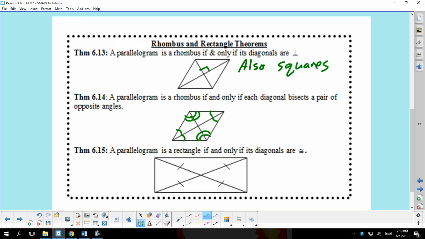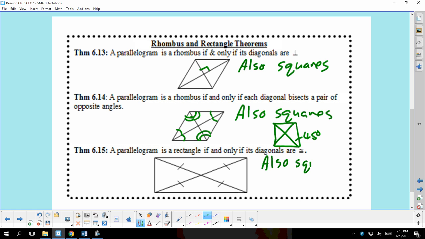Okay, what do we know? Since a square is a rhombus, this also applies to squares. In a square, though, the diagonals make a specific type of angle. These are all 45 degree angles for squares, since the diagonal cuts the 90-degree angles in half. And then a parallelogram is a rectangle if and only if its diagonals are congruent. Also squares. The diagonals are congruent.